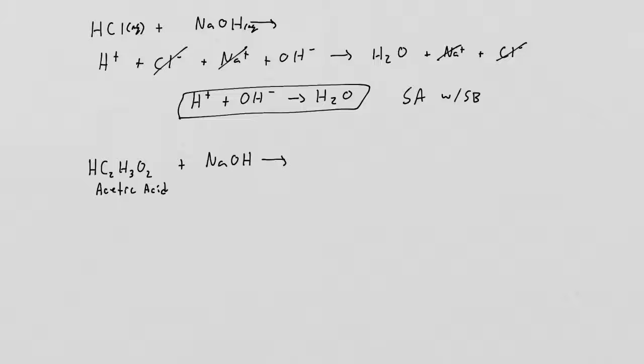Since only about 1 in 10,000 acetic acid molecules will actually ionize, and I'll talk about how we quantify that later, we can't rewrite this thing as anything other than a full molecule. So we write this like so, plus Na plus OH minus. Now, like all acid-base reactions, we're still going to make water and the salt. So what's going to happen is we're going to make water, H2O, and we're going to make sodium acetate.